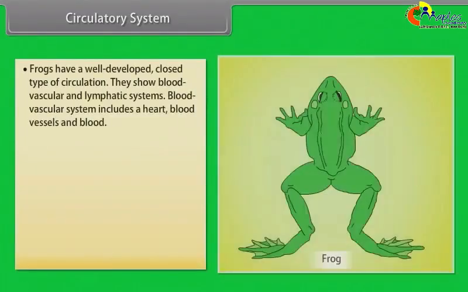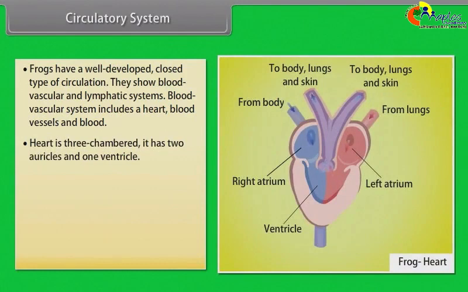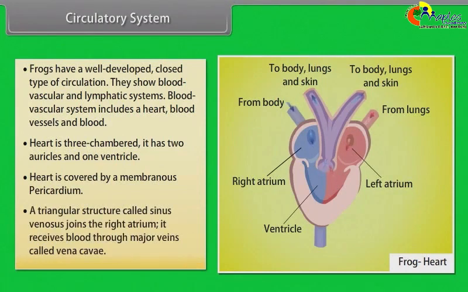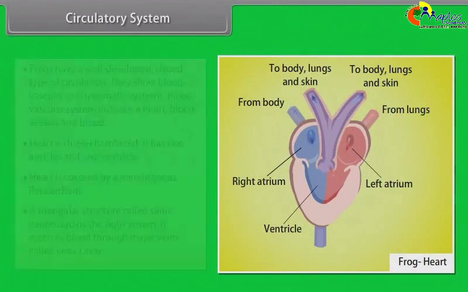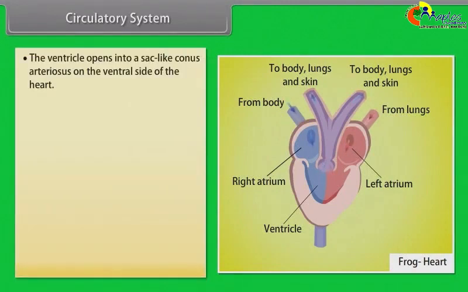Circulatory system. Frogs have a well-developed closed type of circulation. They show a blood vascular and lymphatic system. The blood vascular system includes a heart, blood vessels and blood. The heart is 3-chambered. It has 2 auricles and 1 ventricle. The heart is covered by a membranous pericardium. A triangular structure called the sinus venosus joins the right atrium. It receives blood through major veins called vena cava. The ventricle opens into a sac-like conus arteriosus on the ventral side of the heart.